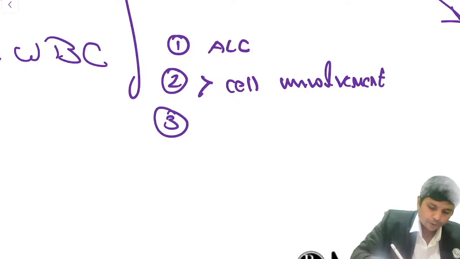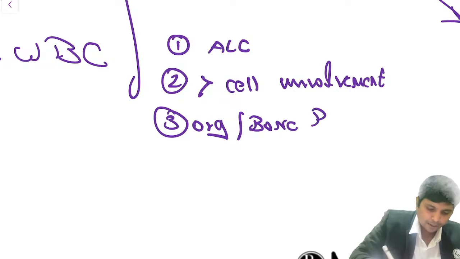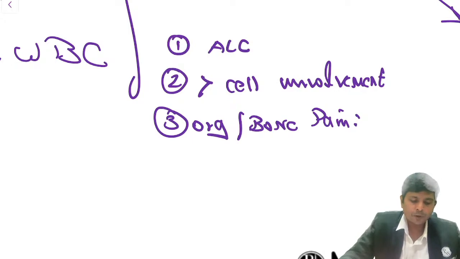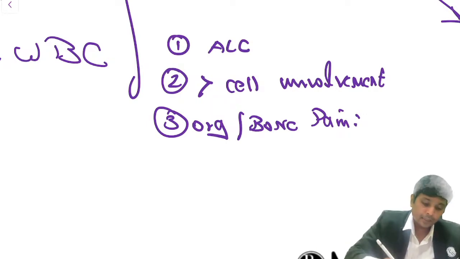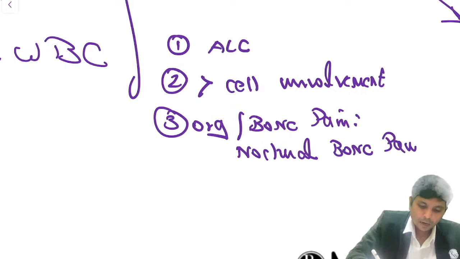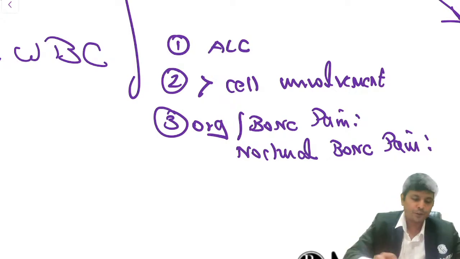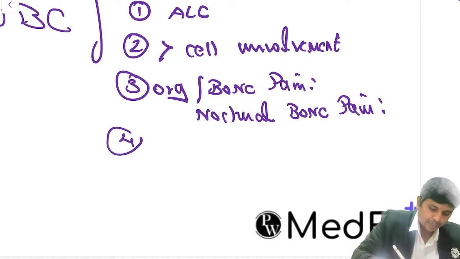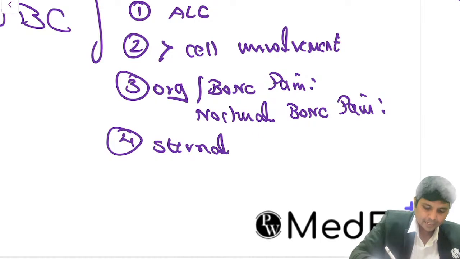And usually you have organomegaly plus bone pain. Why bone pain? Bone pain is mainly due to periosteal infiltration. That too, nocturnal bone pain. All causes of nocturnal bone pain, along with the constitutional symptoms, you need to rule out ALL.